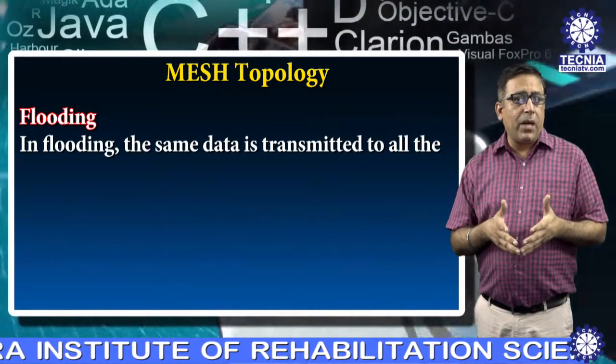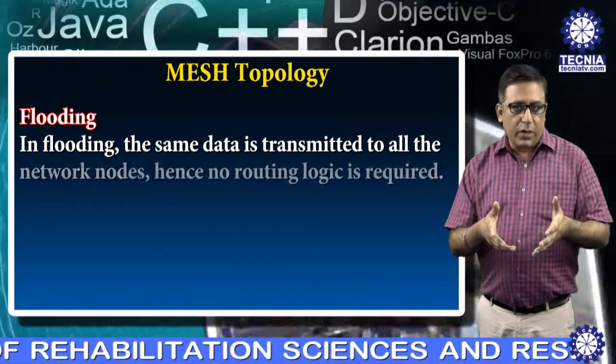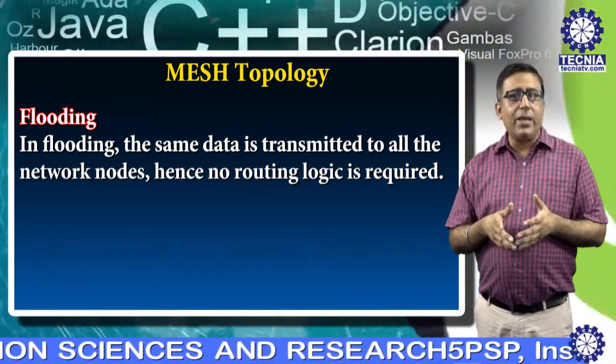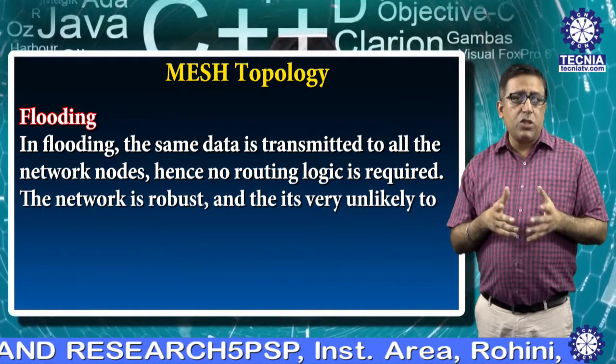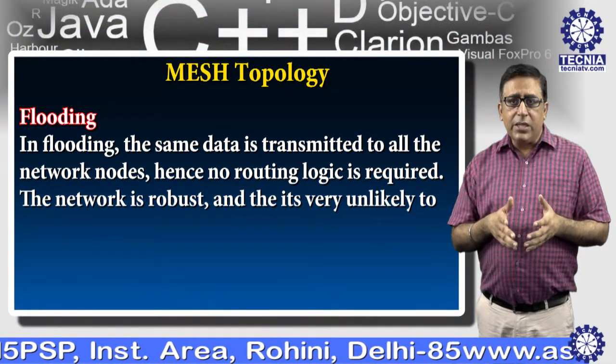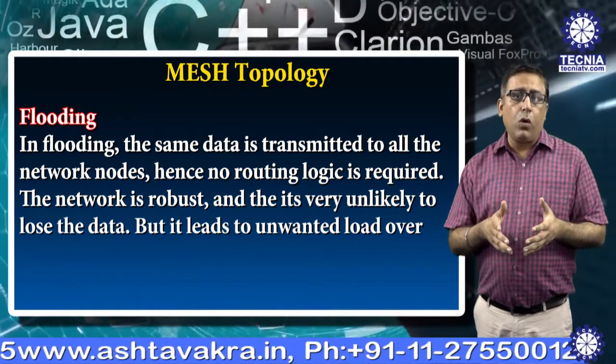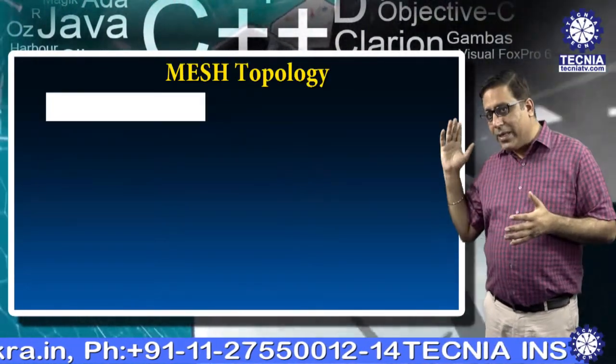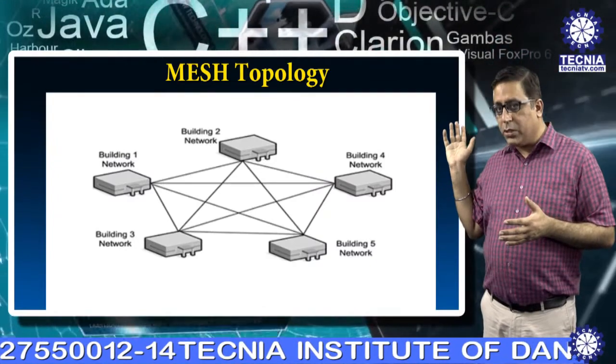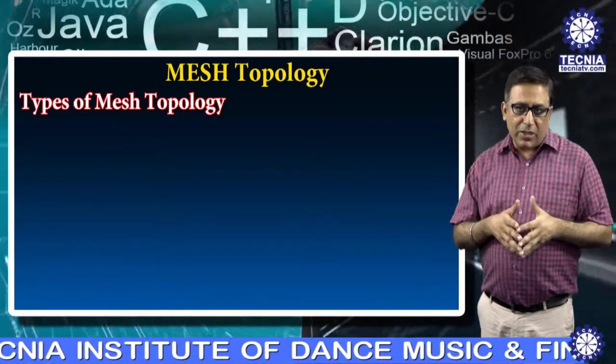In flooding, the same data is transmitted to all the network nodes, hence no routing logic is required. The network is robust and it's very unlikely to lose the data, but it leads to unwanted load over the network. Now you can see the diagram of this mesh topology. We are discussing the types of mesh topology.